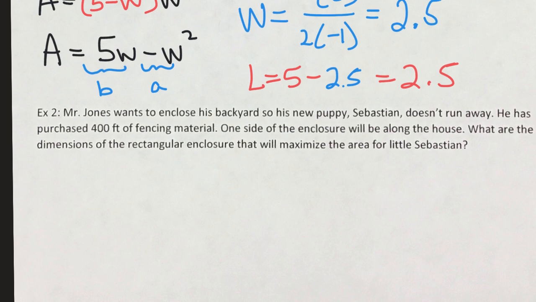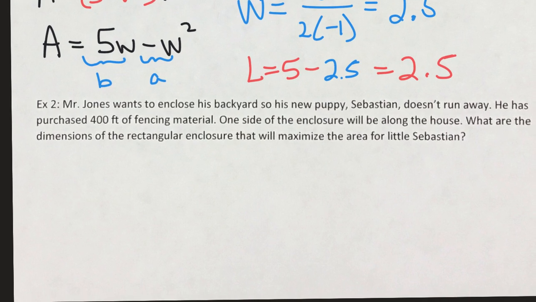Mr. Jones wants to enclose his backyard so his new puppy, Sebastian, doesn't run away because he doesn't believe in shock collars or invisible fences. So he has 400 feet of fencing material, so that's going to be his perimeter, right? The perimeter is the amount of stuff that goes around the outside. One side of the enclosure will be along the house. So what are the dimensions of a rectangular enclosure that will maximize the area? That is our goal, to make the biggest area possible for little Sebastian with the amount of stuff that we have. So let's look at our rectangle.